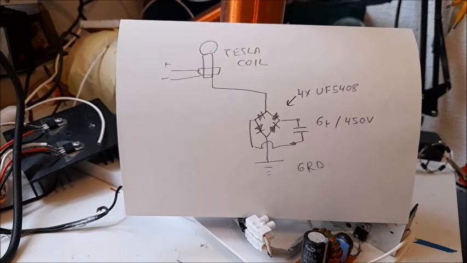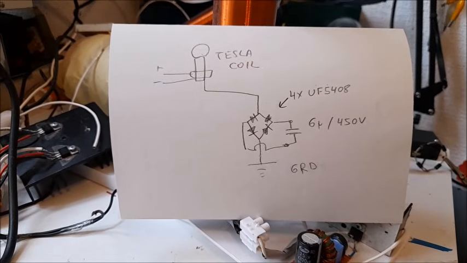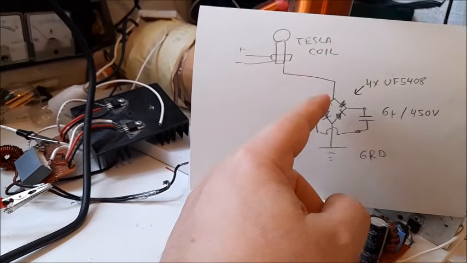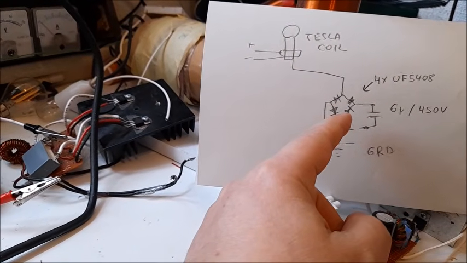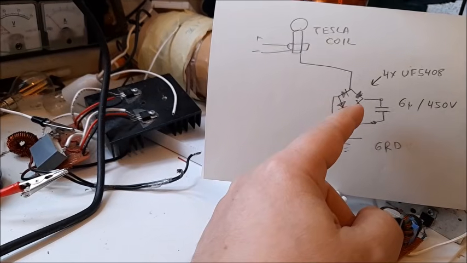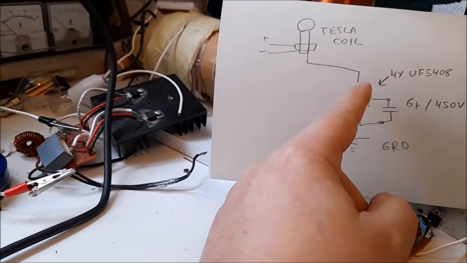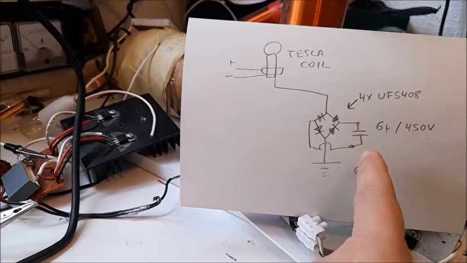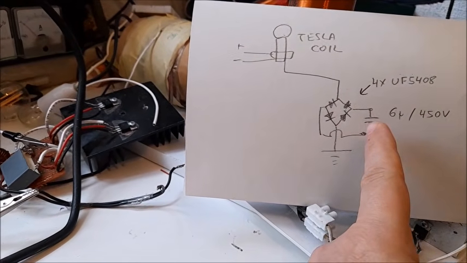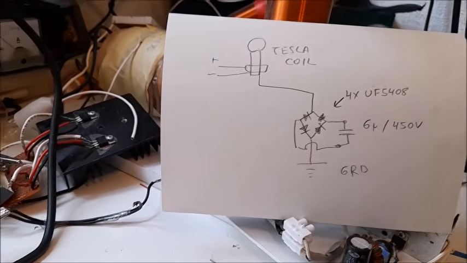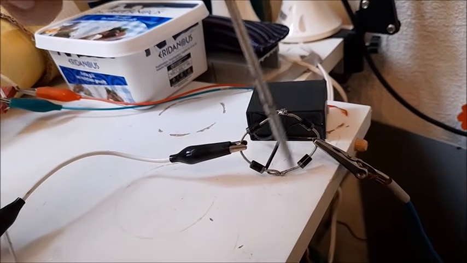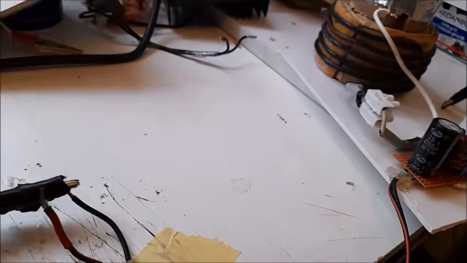Knowing that the energy flows through the ground from the Tesla coil, I changed the setup to this. First of all, instead of the coil, I have a rectifier consisting of 4 fast diodes, UF5408, and a capacitor of 6 microfarad at 450 volts. Right here, the capacitor, the diodes, and power on.